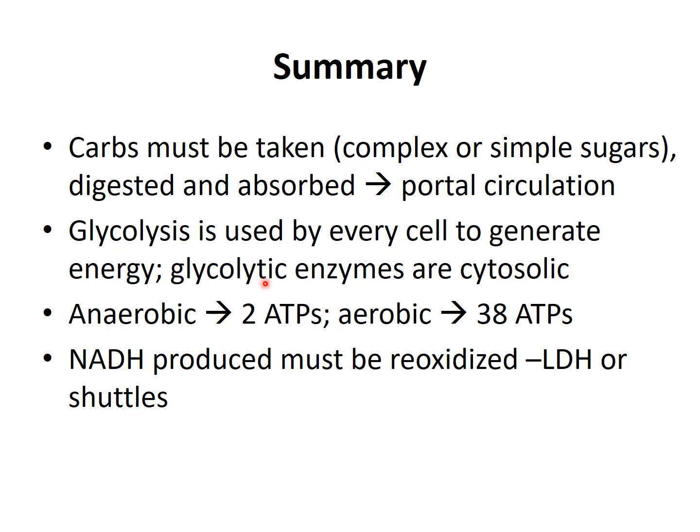And the glycolytic enzymes are all cytosolic. Anaerobic glycolysis will produce 2 ATPs, aerobic will produce 38 or 36. And NADH, which is produced, must be reoxidized by the shuttles.